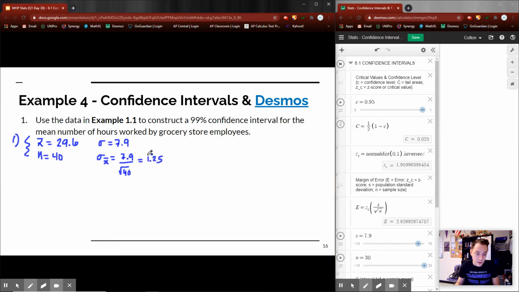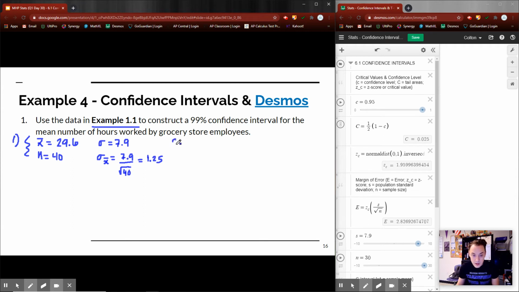And we said that equals 1.25. Okay. If we didn't already calculate that before, then I'm calculating it now. My sample standard deviation is 7.9 all over the square root of 40, because that was how many were in my sample size for example 1.1. I calculate that real quick and I get 1.25. Now, what do I do? How do I solve this? And how could I solve this using just my confidence level interval calculator?